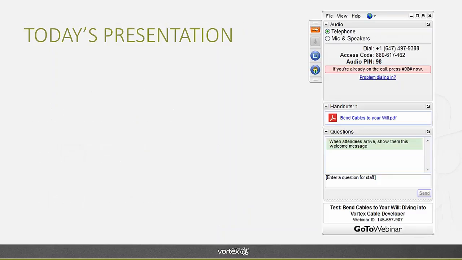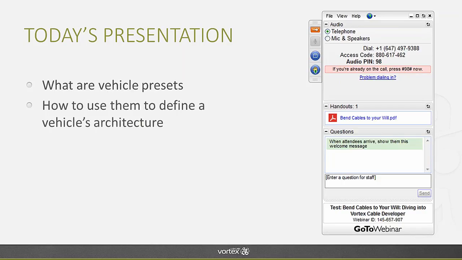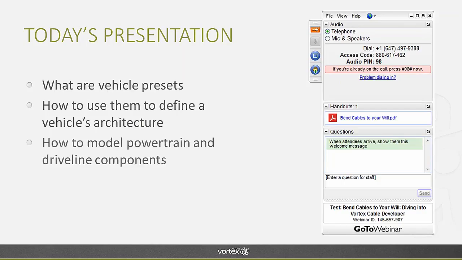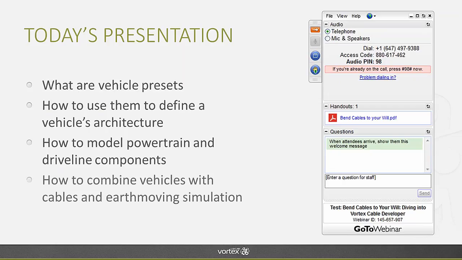Today's presentation will be split in a few sections. The first thing we're going to look at is vehicle presets, which is something you find in the Vortex editor. We're going to present what they are, why they are useful, and how you can create your own vehicle presets. Then we're going to see how you can use them to define a vehicle's architecture, and we'll move into the biggest portion of today's presentation, in which we'll model a vehicle from start to finish. Specifically, we'll be modeling a military vehicle, a light armored vehicle with 8 wheels. For those of you who have a Vortex software solution installed, it's the LAV provided in the samples with the software. We're going to close off the presentation with a discussion about how you can combine vehicles with cables and earth-moving simulation to create more advanced vehicles for specific simulation scenarios.